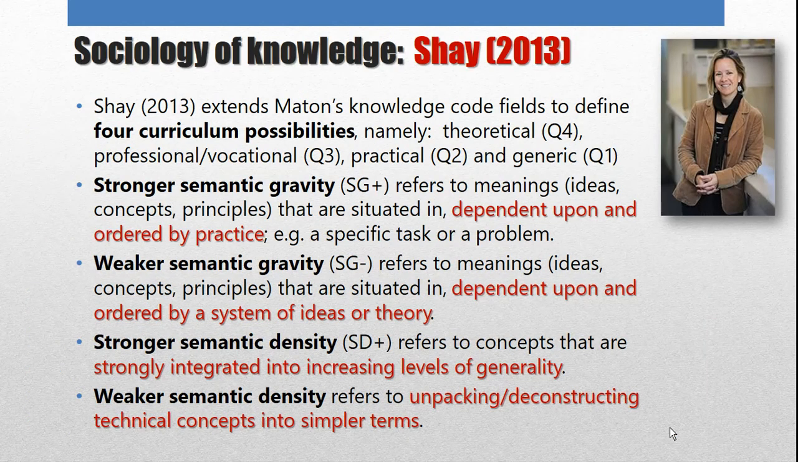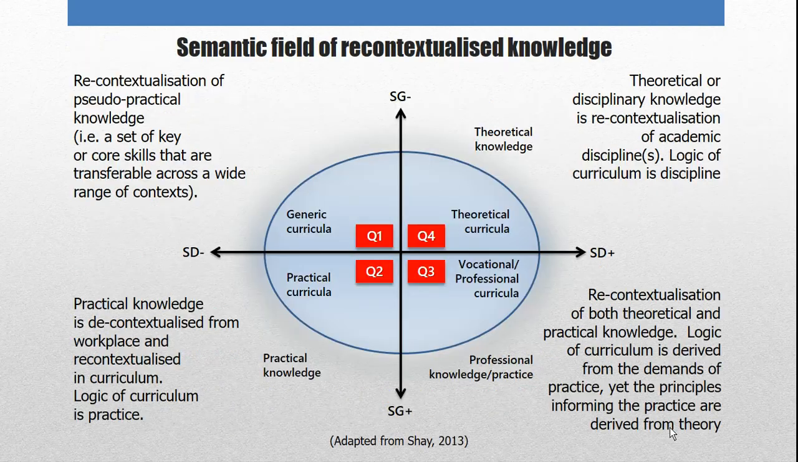So that's the knowledge code fields. But if we would translate those knowledge code fields into a curriculum framework, then I think the curriculum framework described in the paper of Sue Ellen Shea in 2013 is very, very helpful. And this shows you just how she's labeled the different quadrants.